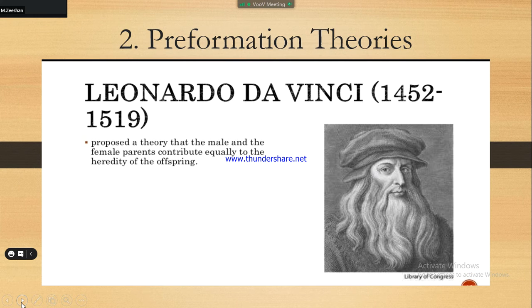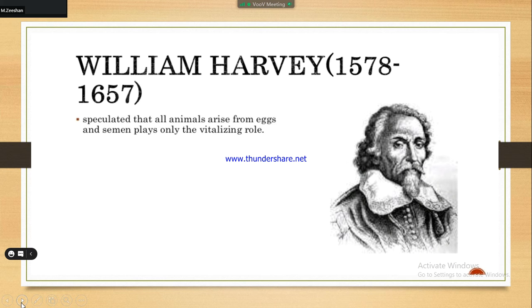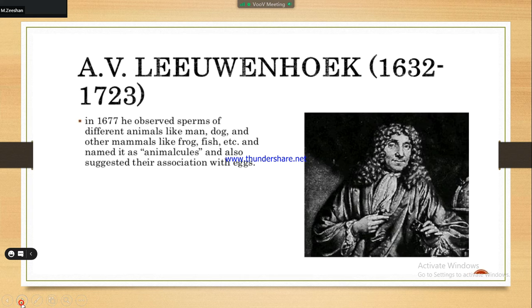Then there is another theory which is known as the preformation theories. Leonardo, 1452 to 1519, proposed a theory that the male and female parents contribute equally to the heredity of the offspring, which is somehow a considerable theory. Then the next scientist, William Harvey, 1578 to 1657, speculated that all animals arise from eggs and semen. This theory is the same as the previous theory, like the egg or the female speculated the animal structures, while the sperm gives the power or vitalizing role for life.